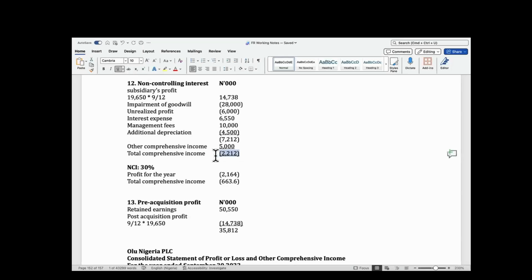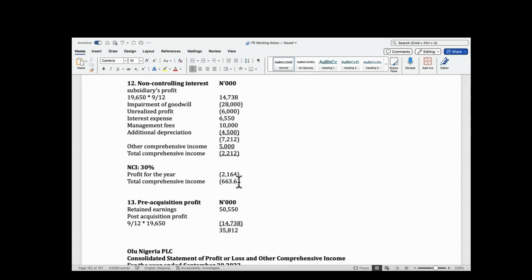Now, having set them already, I can now take a share of that. First, I'll take a share of the profits, and I will take a share of the total comprehensive income. So 30% of this is 2164. 30% of this is 663.6. So I've already made my life easy. I just need to plug in when I'm doing my profit attributable to NCI and total comprehensive income attributable to NCI.